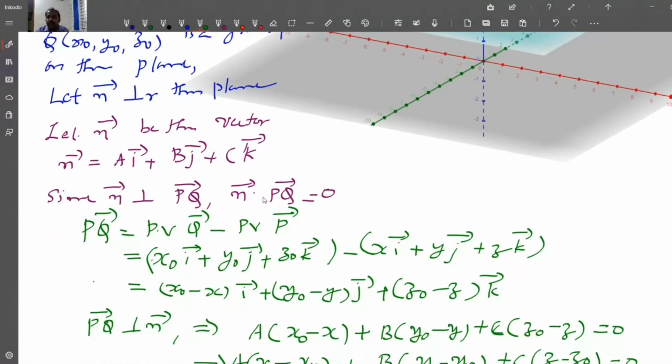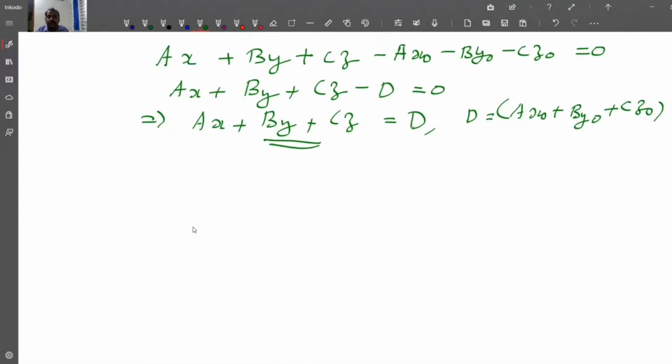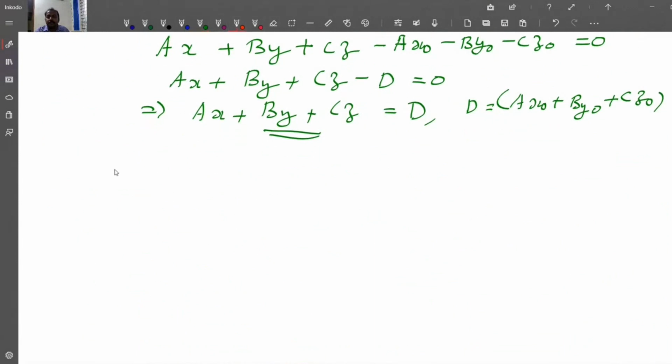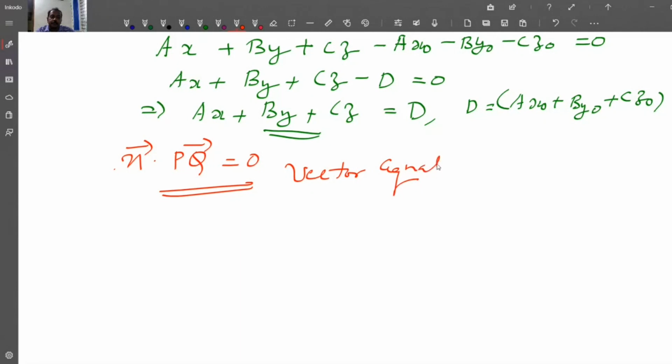You have one more equation, one more thing, n dot pq equal to 0. So you have n dot pq, this is equal to 0, and this is known as the vector equation of the plane.